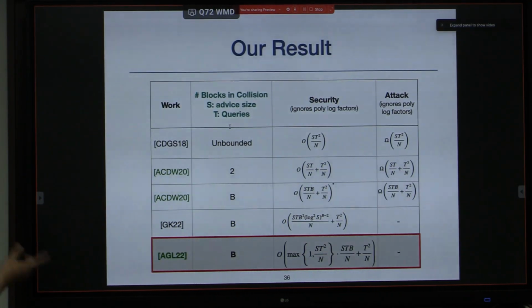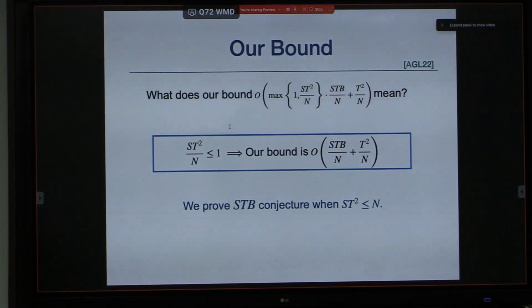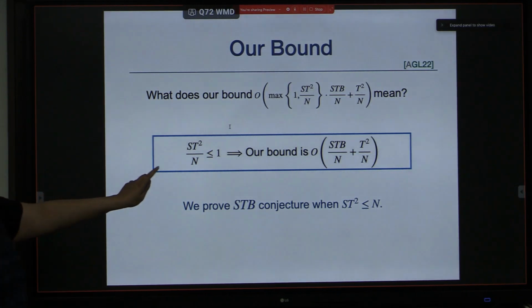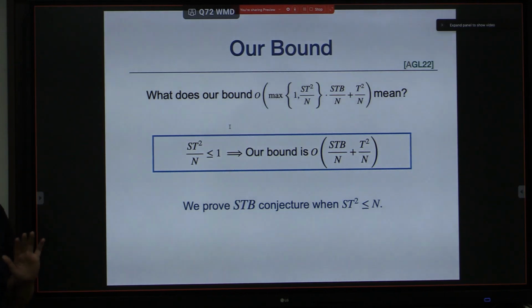Then in our follow-up work, we were able to give this complicated bound, which I'll unfold for you. What this bound means is when ST square over N is less than or equal to 1, our bound is STB over N plus T square over N. So this is the conjectured bound from our ACDW paper. And again, here we can say that whenever SB is smaller than T, we can use Merkle-Damgård because it's achieving the optimal security.